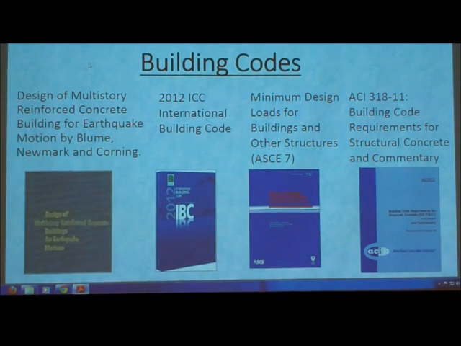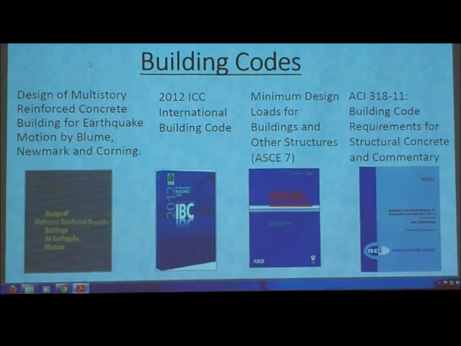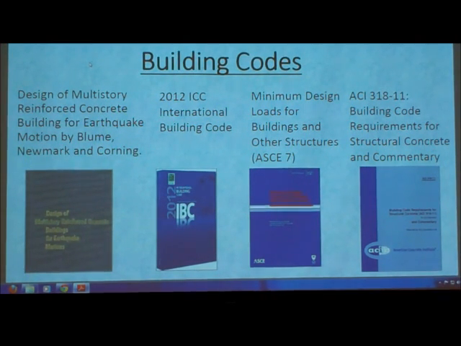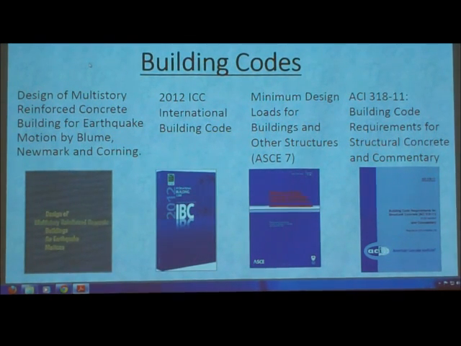The opening quote in the preface of the book says that earthquake-resistant design is not rigid enough yet to be reduced to mathematics, design codes, or procedures alone. You still have to treat it as an art as well as a science. And those words were as true then as they are today.